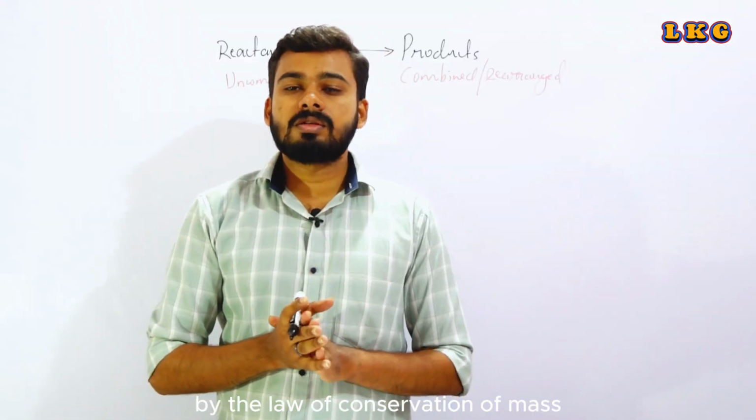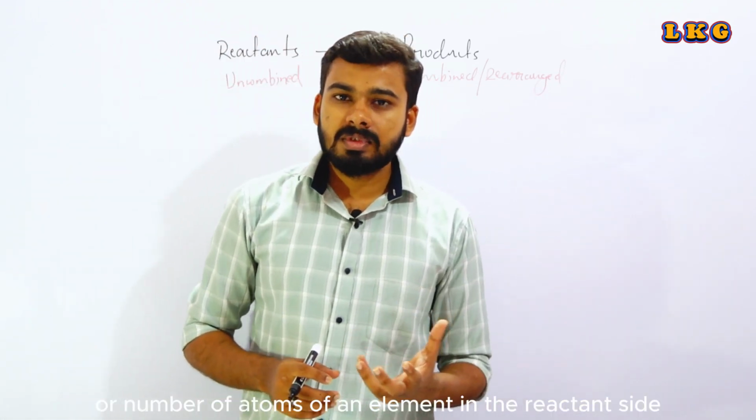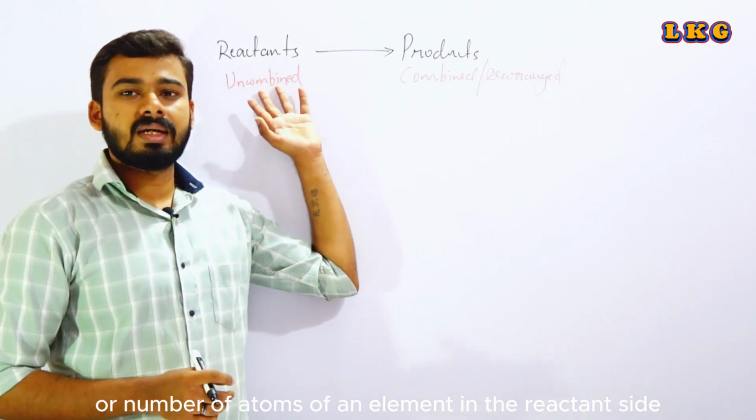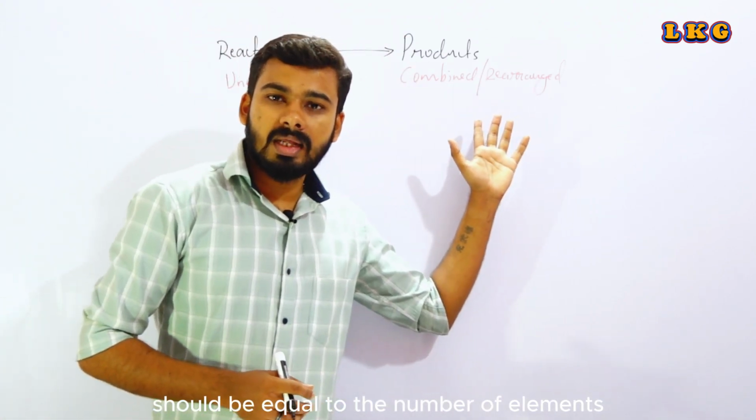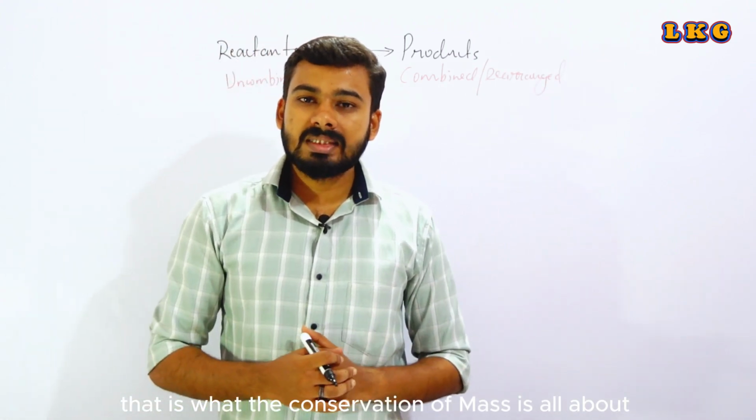By the law of conservation of mass, we know that number of elements or number of atoms of an element in the reactant side should be equal to the number of elements in the product side. That is what the conservation of mass is all about.